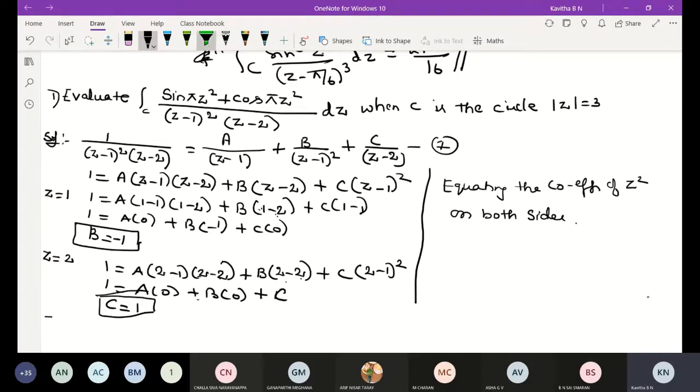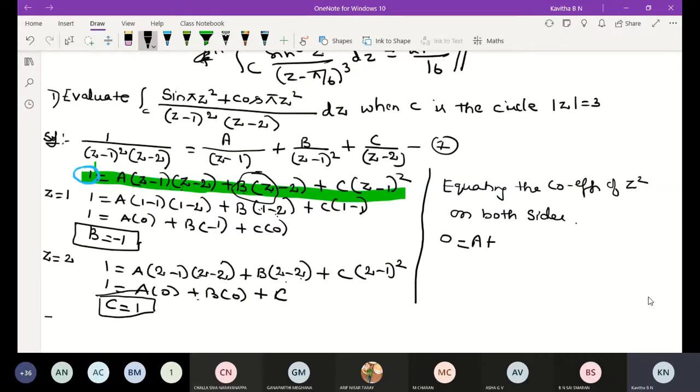Observe this equation. On the LHS side, the z² term is not there, so we write 0. Then A into (z − 1)(z − 2): the coefficient of z² is A. Then plus B into (z − 2): the z² term is not there, so 0.